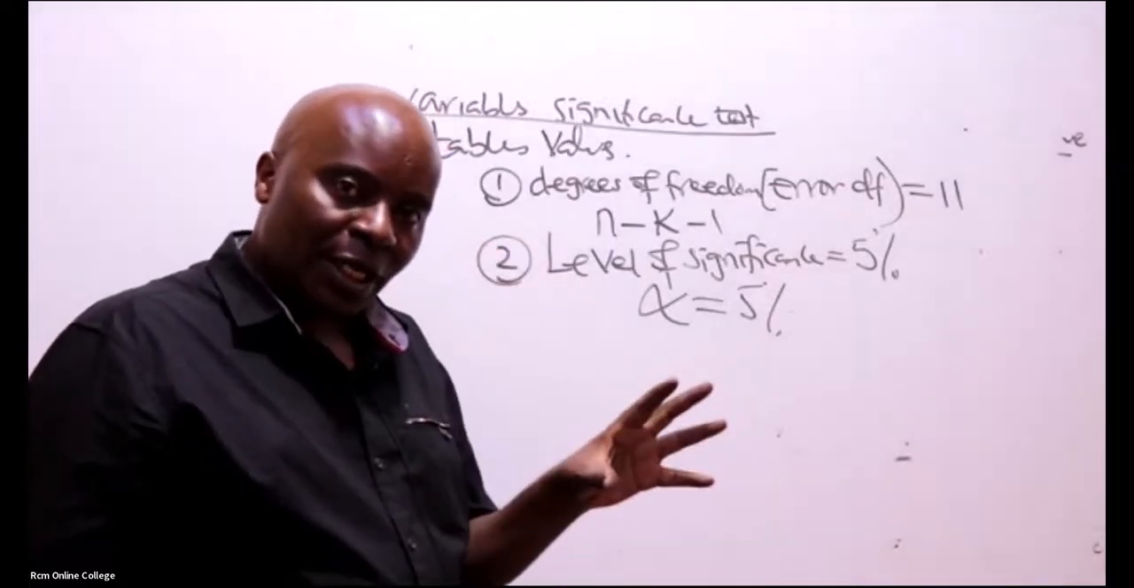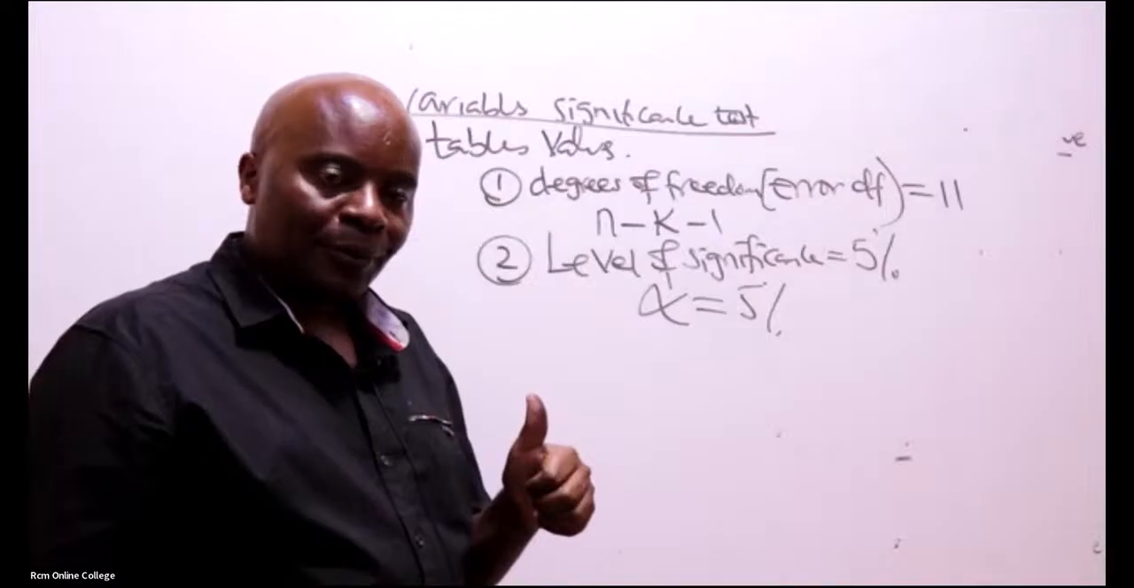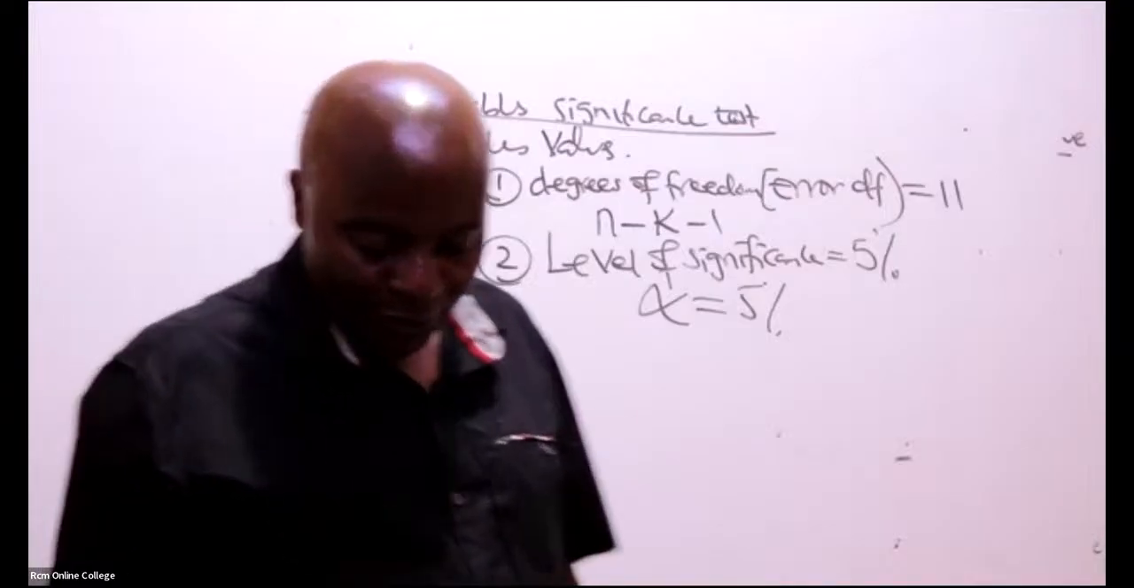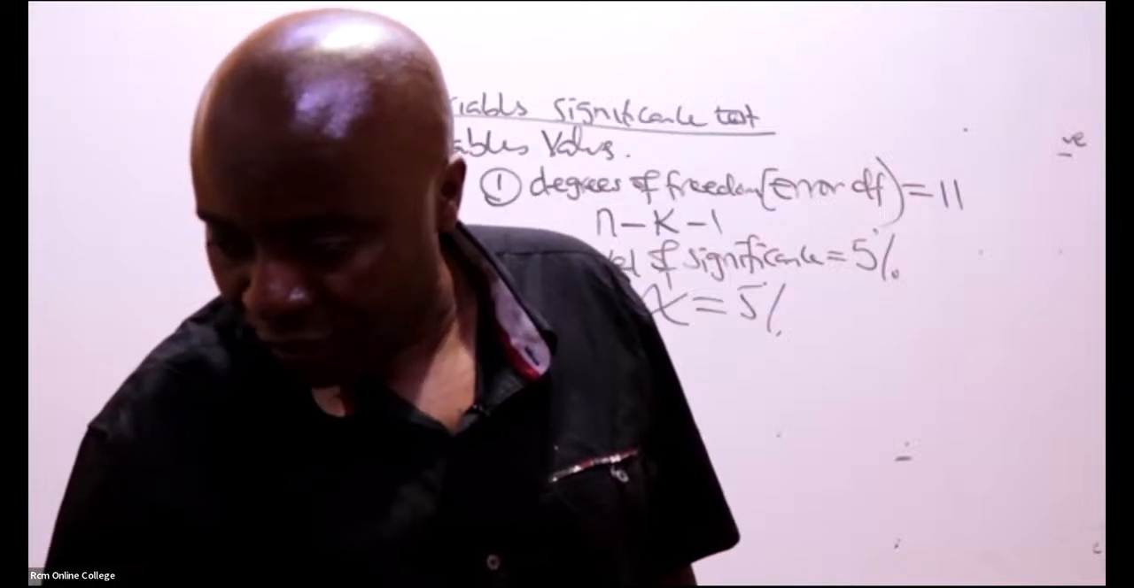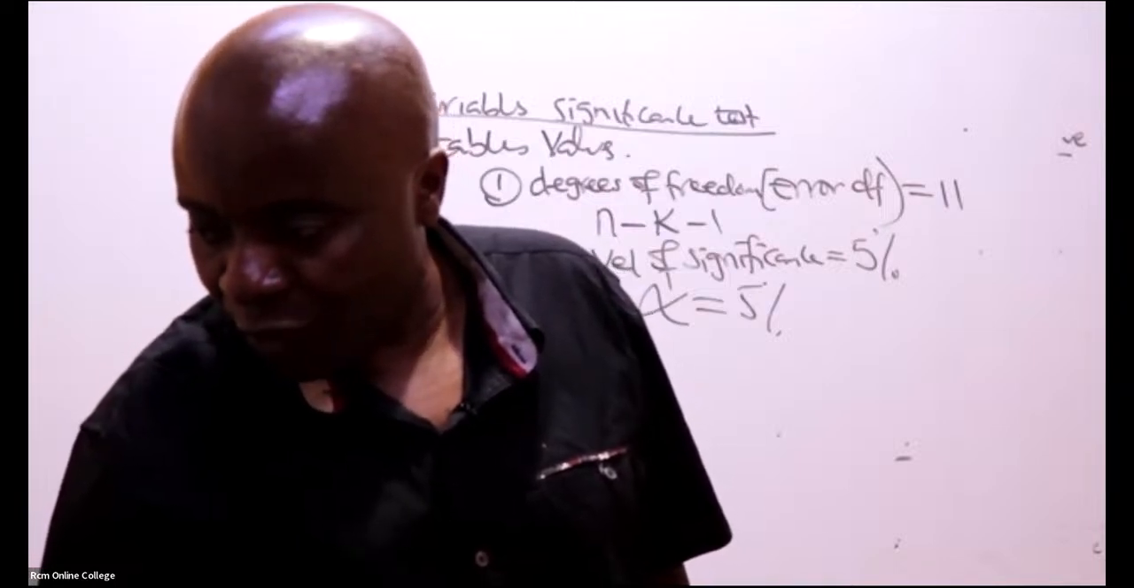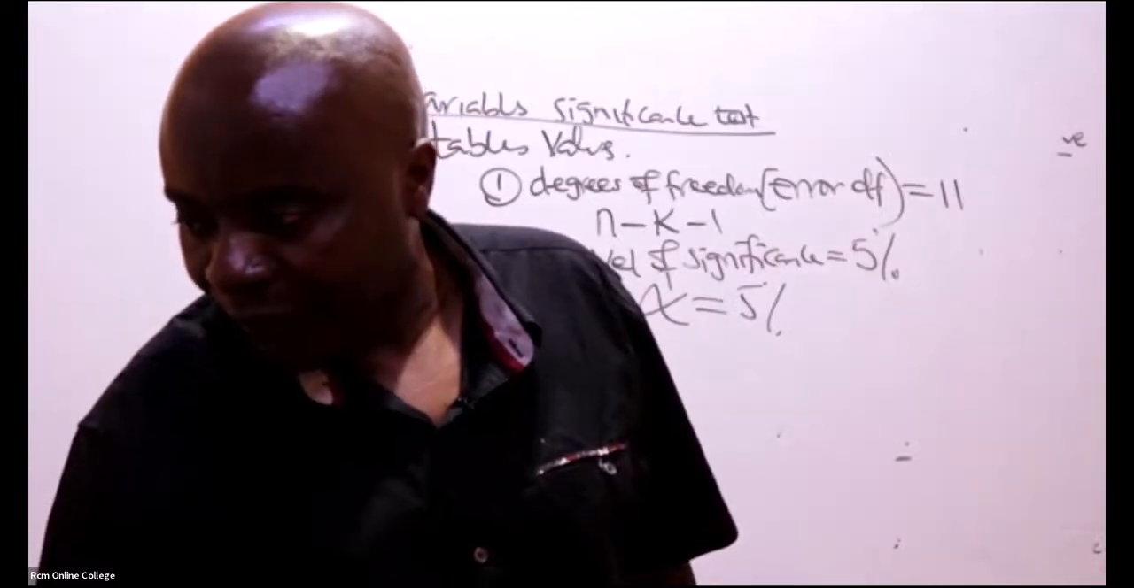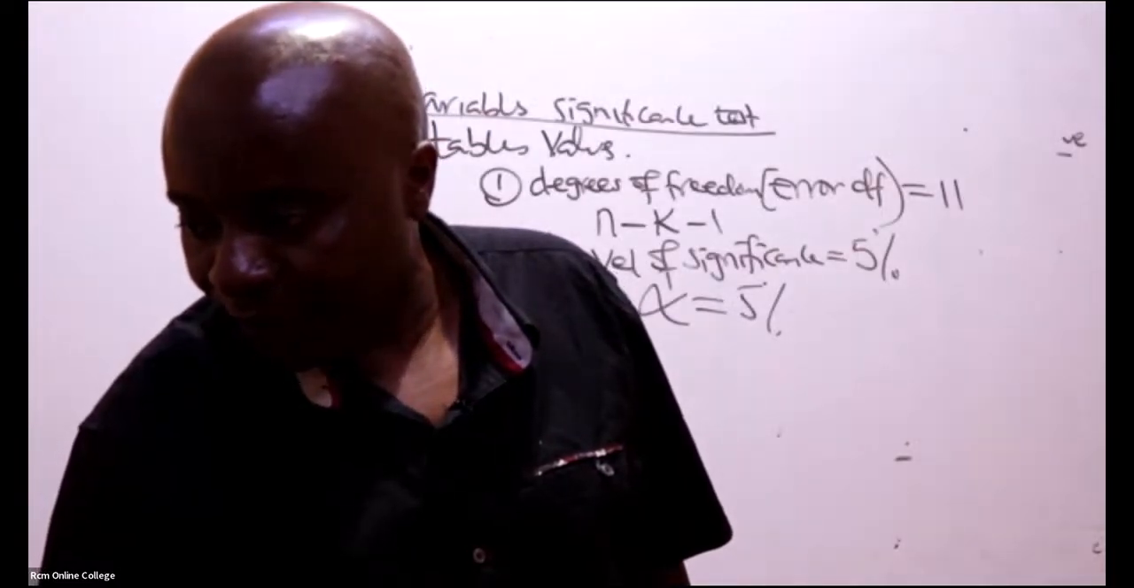It's very easy to read this T tables value. So how do I read it? Just allow me to come here and read it for you.